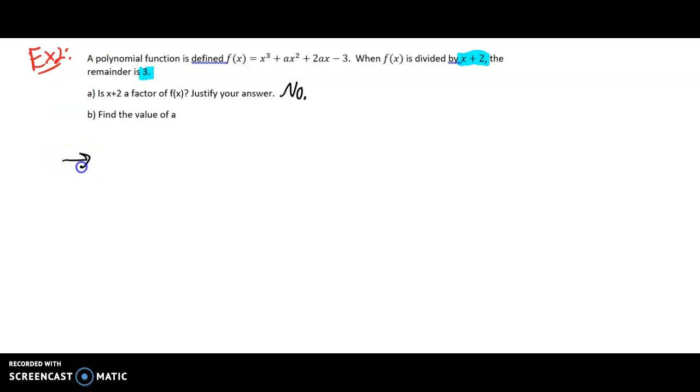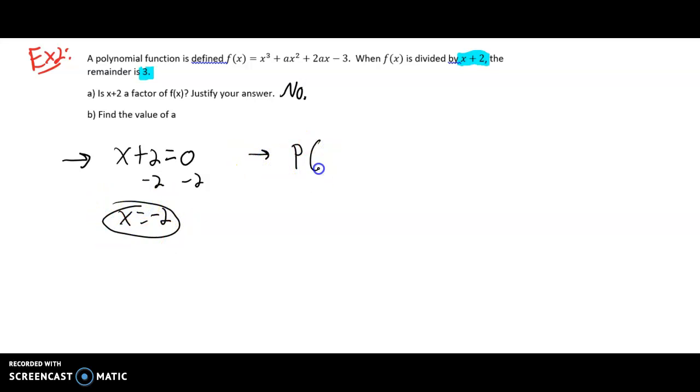All right, let's do our part B. So I have x plus 2. I'm going to set it equal to 0 to figure out what I need to plug in. Take away 2, and now I've got x is -2. Cool. So I know that p of -2 equals 3. I know it equals 3 because they told us that's what the remainder is, and I got -2 from this original factor. So this is what you plug in, and this is our remainder.